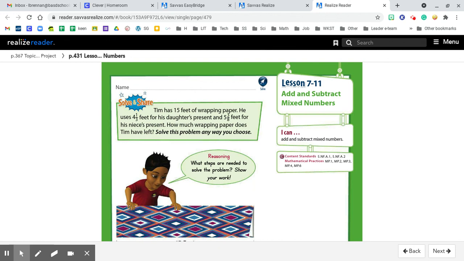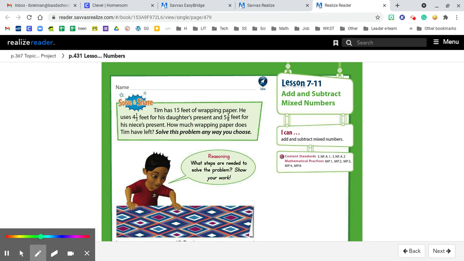All right, today we're going to do lesson 711, add and subtract mixed numbers. Tim has 15 feet of wrapping paper. He uses 4 1/3 feet for his daughter's present, 5 3/8 feet for his niece's present. How much wrapping paper does he have left? Solve the problem any way you choose.